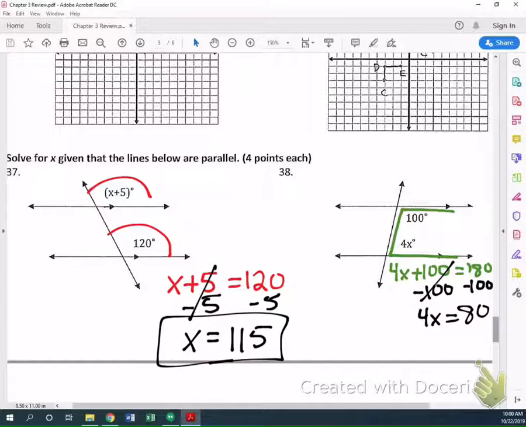I don't want to know what 4x equals. I want to know what x equals. Divide by 4. Good. So x is what? 20. Good. You don't really need the degree symbol because it already has it right here.